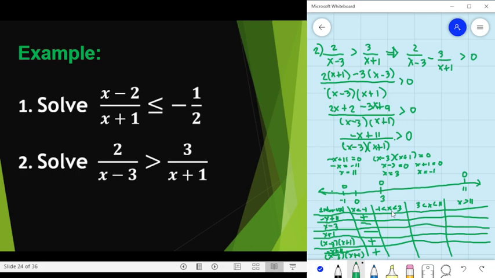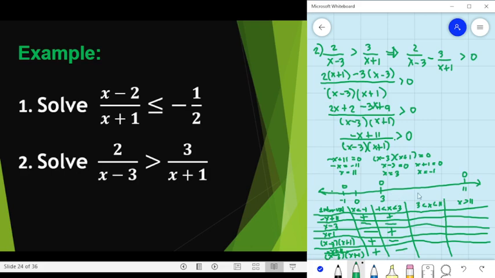Next, we are going to get a value between negative 1 and 3. So take 0, since 0 is easy to substitute. We have 0 plus 11 is 11, so positive. Then 0 minus 3 is negative 3, it's negative. 0 plus 1 is positive 1, so positive. Then negative times positive is negative. Then put 11 over it: positive divided by negative is negative.